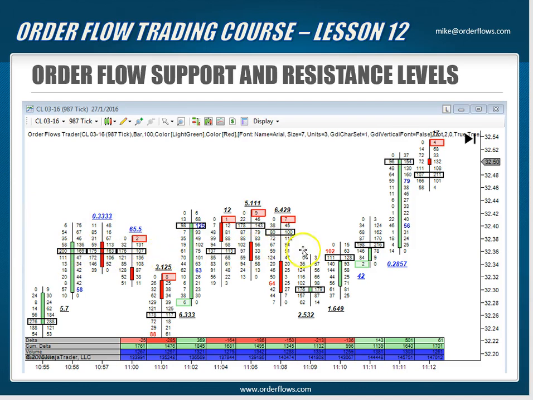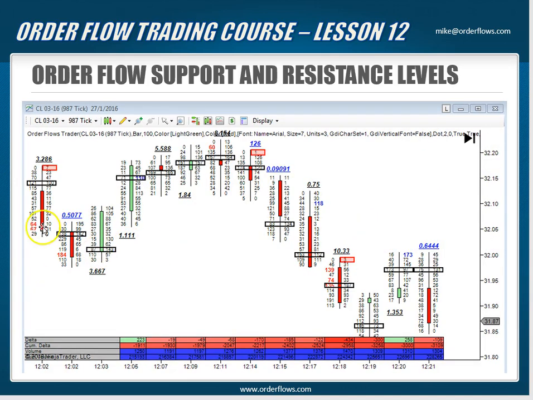What I was looking for before is this being resistance is now going to be my support. And you can see we just jump right through it here with very thin volume. So what was resistance before is now becoming support. And you can see we're forming the new point of controls well above this earlier level of resistance.